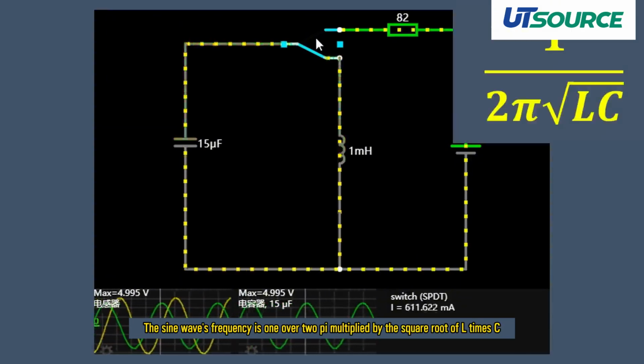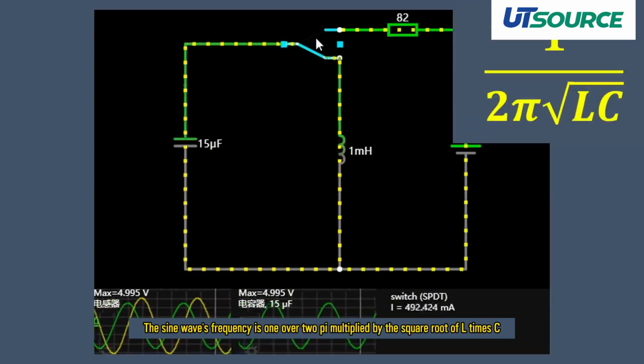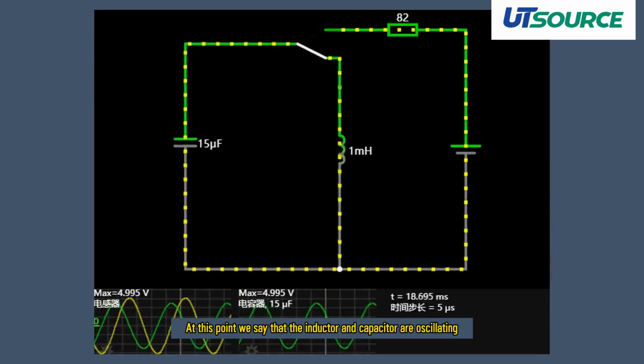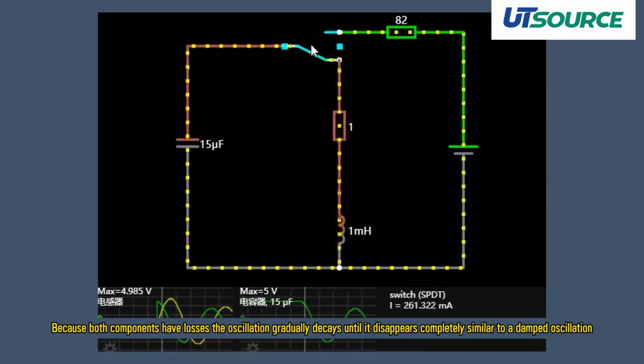The sine wave's frequency is 1/2π multiplied by the square root of L times C. At this point, we say that the inductor and capacitor are oscillating. Because both components have losses, the oscillation gradually decays until it disappears, completely similar to a damped oscillation.